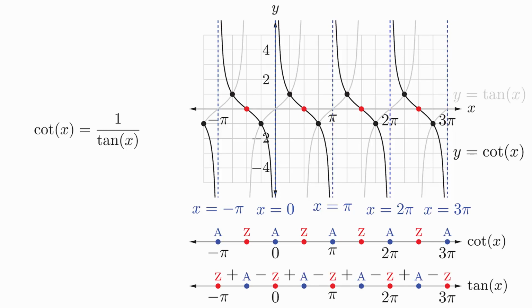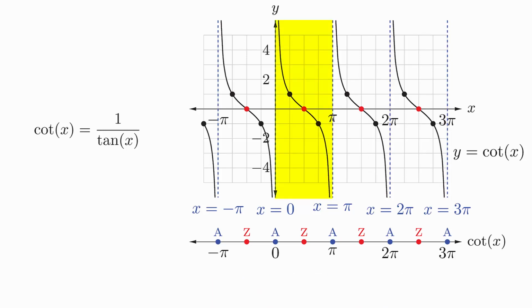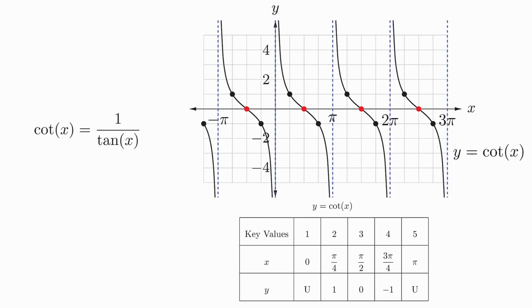It is important that you recognize the steps involved when graphing the cotangent function as the reciprocal of the tangent function. Specifically, you need to understand how the roles of zeros and asymptotes switch with each other, that signs don't change, and that plus and minus 1 are fixed points. The fundamental cycle for the cotangent function is 0 to pi, and here is the chart of key values.